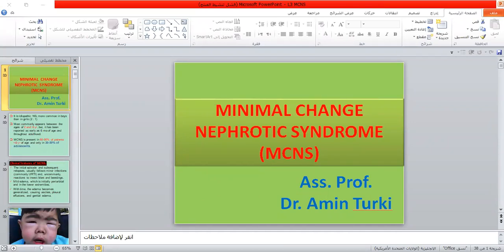Clinical features of the minimal change nephrotic syndrome, as with other types of nephrotic syndrome: the initial episode and subsequent relapse. طبعا the course of the minimal change nephrotic syndrome is characterized by frequent relapses which occur according to the severity of the case.